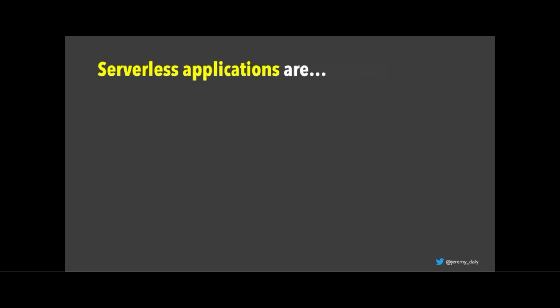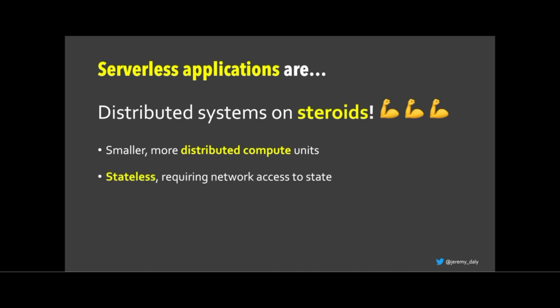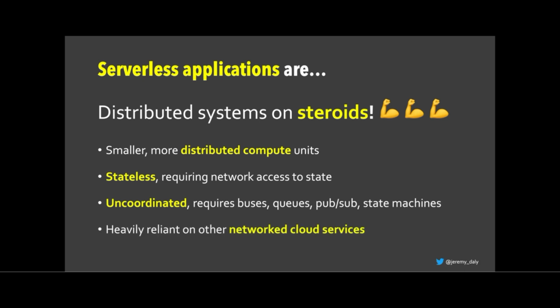So serverless applications, when it relates to distributed systems, are essentially distributed systems on steroids, right? That's because they're smaller, more distributed compute units, and they're stateless. So in order to rehydrate any type of state, we need network access. They're highly uncoordinated. If you think of communicating between Lambda functions, for example, you need to use buses or queues or state machines or something to coordinate that behavior.